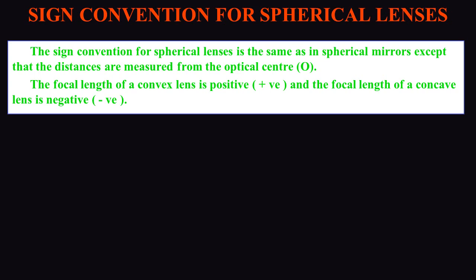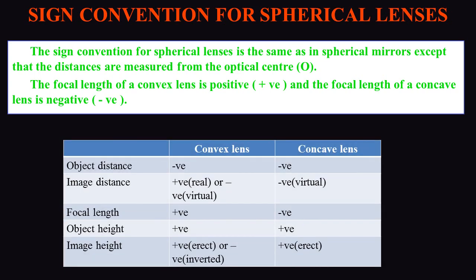Sign convention for the spherical lens. Here, the sign convention follows the Cartesian convention only. We have already done this process in case of mirror. Here in the same way, the object distance is always negative. Image distance can be positive or negative depending on the formation of image, whether it is real or virtual. For the real, it is positive, and for the virtual, it is negative.